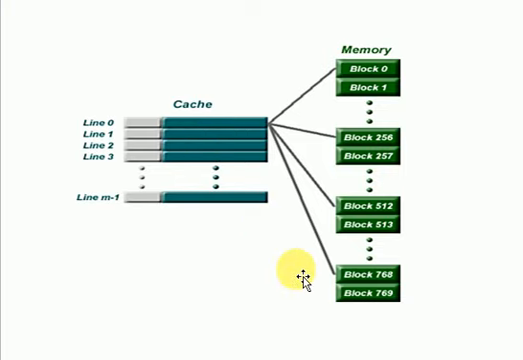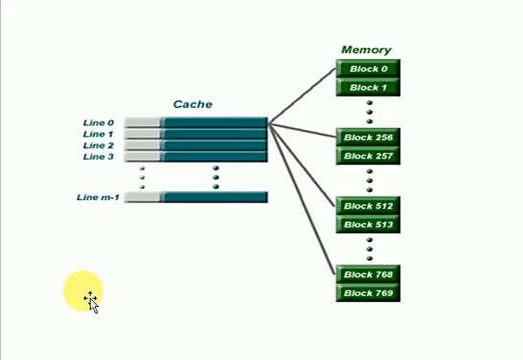Which means you have the freedom to replace the currently searched block in any of the lines rather than going for thrashing as in direct mapping. However, the drawback is that the hardware complexity increases, because when you want to find a particular block in the cache, you have to go through each and every line. So that is going to be the complex process in fully associative mapping.